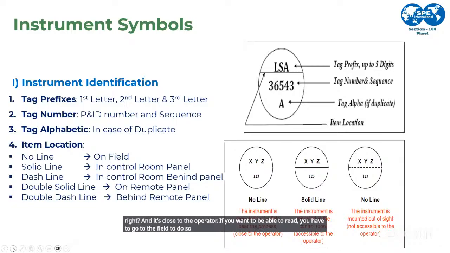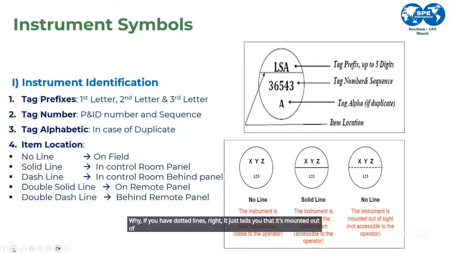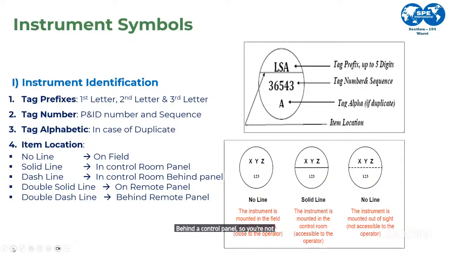While the solid line just basically tells you that it is mounted in the control room. You're able to see it. It's accessible to the operator. While if you have dotted lines, right, it just tells you that it's mounted out of sight. So what this basically helps to inform you is that it is board mounted, right? So it is invisible. These are instruments that are mounted behind a control panel. So you're not able to see that as well.